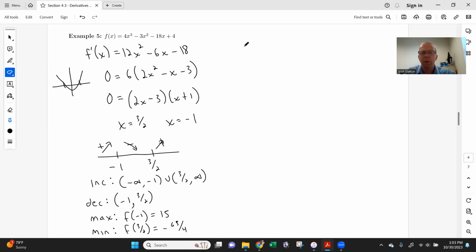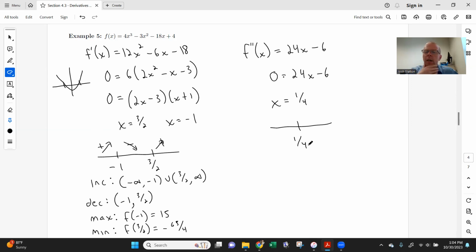Now we'll find our second derivative, figure out the concavity. So we get 24x minus 6, set it equal to 0. And of course, x is 1/4. All right, so 1/4. Put that on the number line.